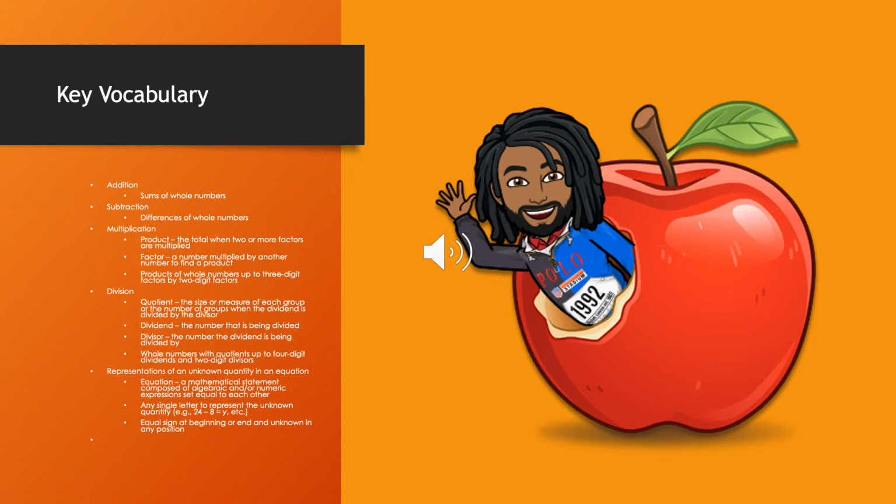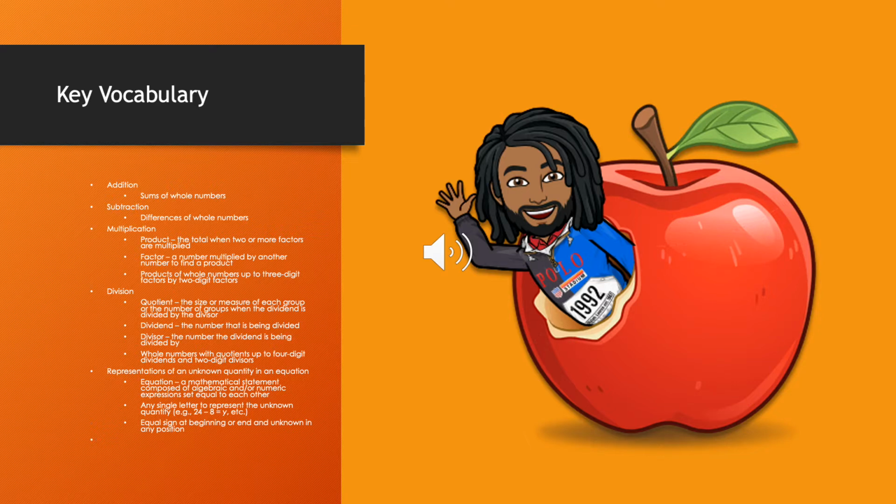Now, division, we're going to be talking about the quotient, and that is the size or measure of each group or number of groups when the dividend is divided by the divisor. Dividend, the number that is being divided. Divisor, the number the dividend is being divided by. We're going to be talking about whole numbers and quotients up to four-digit dividends and two-digit divisors.